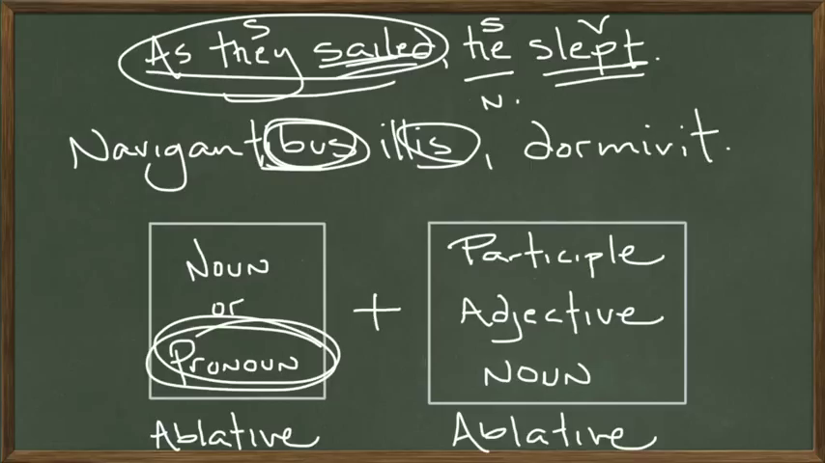I talk more about the tenses of verbs in my course Visual Latin. Just know that that's a past tense verb. Navigantibus illis dormivit. Navigantibus illis dormivit. Two ablatives right here, connected together, but honestly separated from the main sentence over here. Okay.